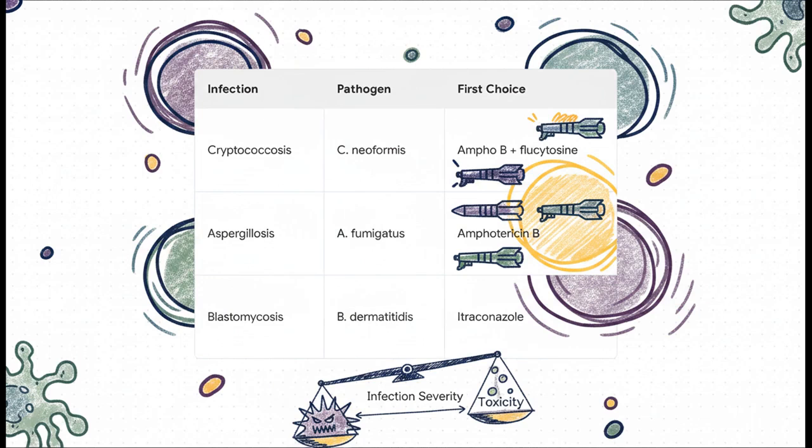For cryptococcosis, the first choice is the heavy-duty combo of amphotericin B and flucytosine. For severe aspergillosis, it's amphotericin B. Got a case of blastomycosis? Itraconazole is your best friend. For histoplasmosis, you're looking at amphotericin B or itraconazole. Notice a pattern here? Amphotericin B and itraconazole are the absolute heavy artillery of veterinary medicine. You constantly have to weigh the severe toxicity of amphotericin B against the absolute necessity of saving the animal's life.